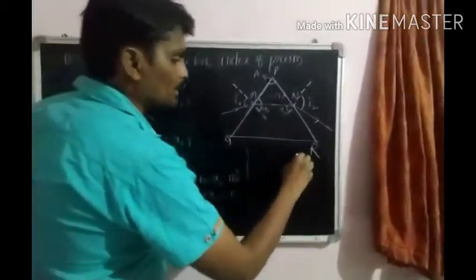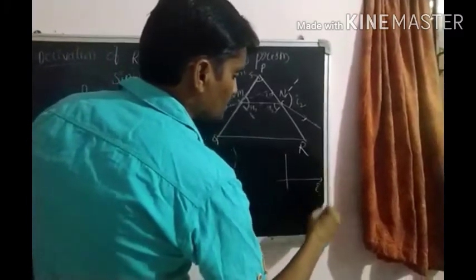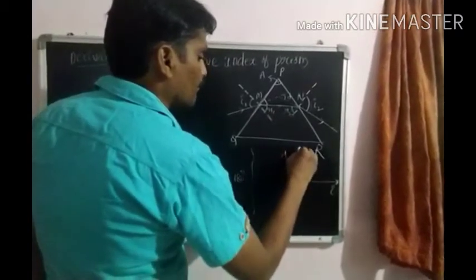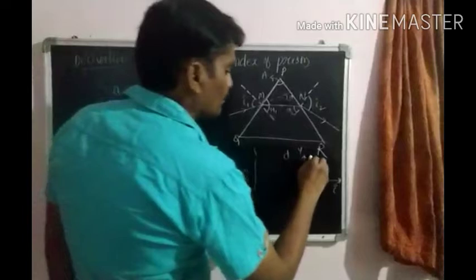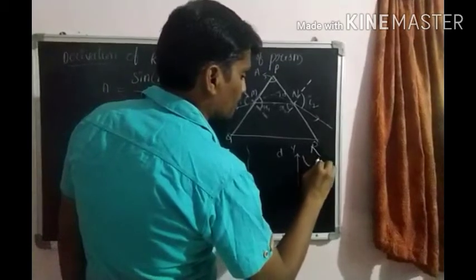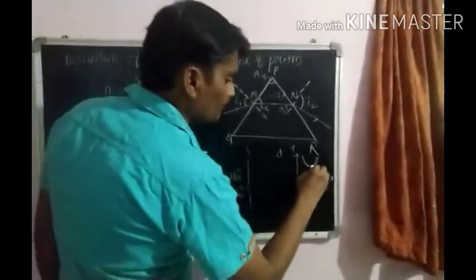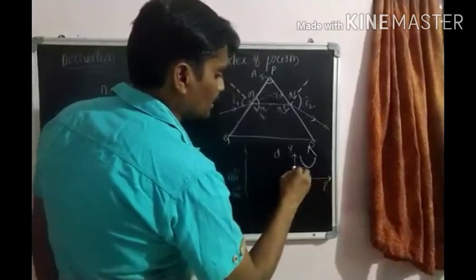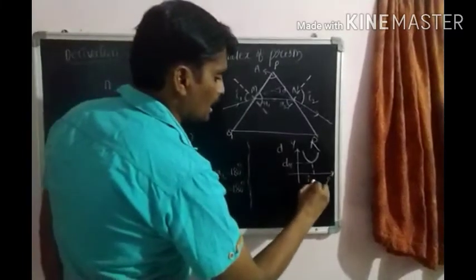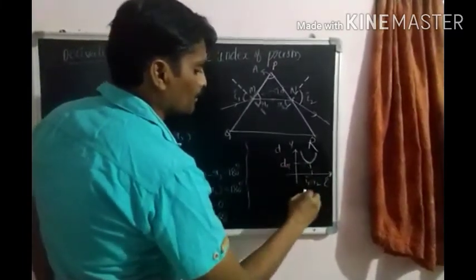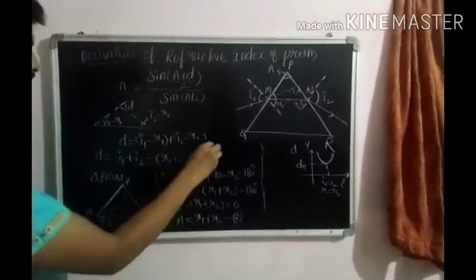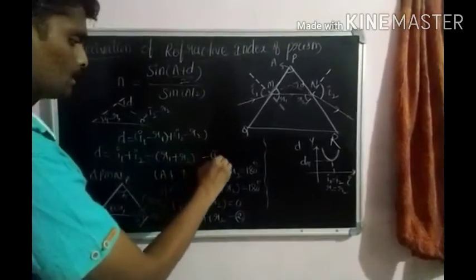In the lab activity we observe that we take I values on the x-axis and D values on the y-axis. In plotting the graph we get a parabolic curve. Here this is the minimum angle of deviation. At the minimum angle of deviation, I1 equals I2 and R1 equals R2. This is the condition.